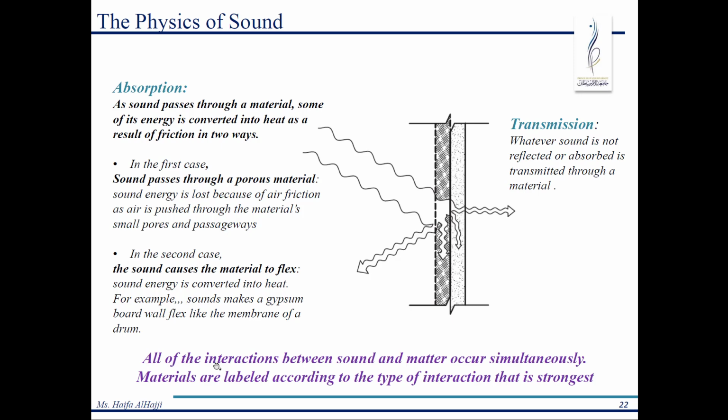As we can see here, they all occur simultaneously, and materials are labeled according to the type of interaction that is strongest.